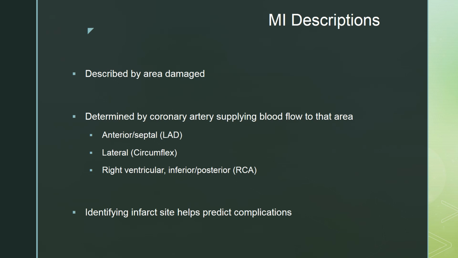Okay, so how we describe an MI is where the area of damage is, determined by the coronary arteries supplying. We talked about that in the last video slash PowerPoint. We have the anterior and septal, we have the lateral, and we have the right ventricle, inferior and posterior, so the RCA. By being able to identify where the infarct is, it helps us predict any kind of complications they might have.